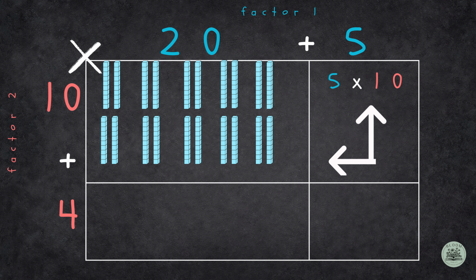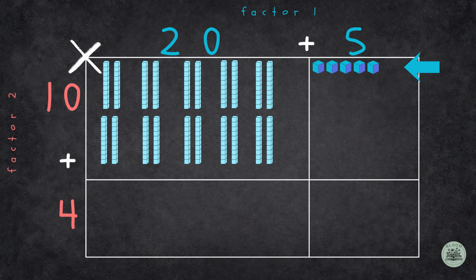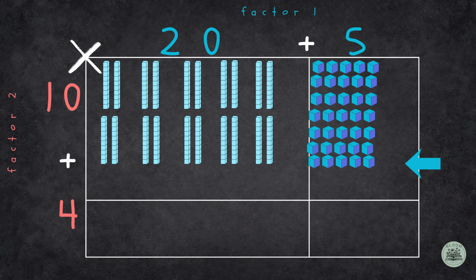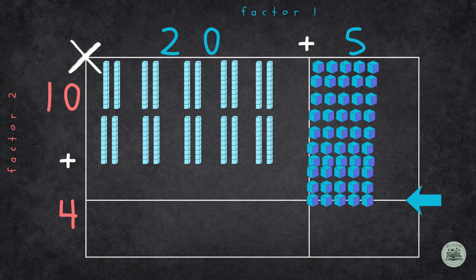I go up to 5 and over to 10, so 5 times 10. And I'm going to represent my answer with the ones cubes, showing 10 different groups of 5. So here's our first group. And finally, my 10th group of 5 ones. Now we're ready for the next box.